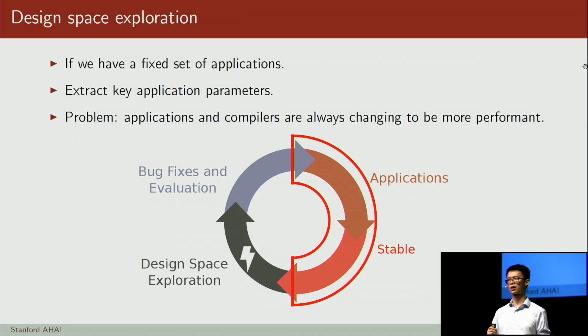Similarly, if we have a fixed set of applications, we can just go ahead and extract those key application parameters and use those parameters to drive the design space accelerations. And again, because applications and compilers are always changing to be more performant, we don't have the luxury to have a fixed set of applications.